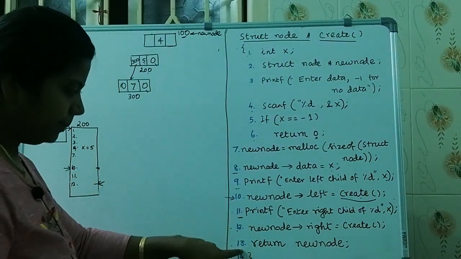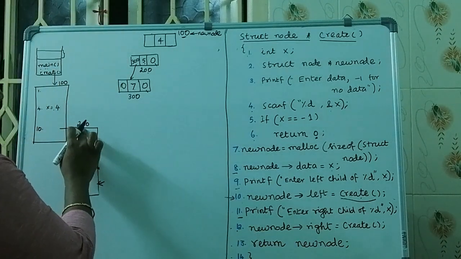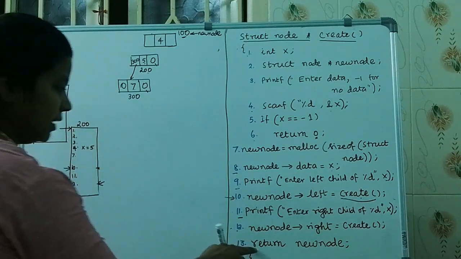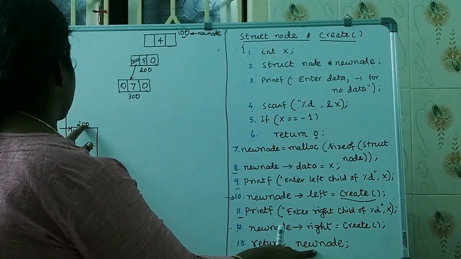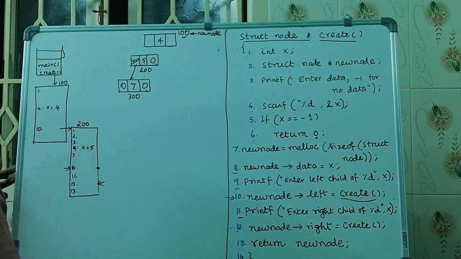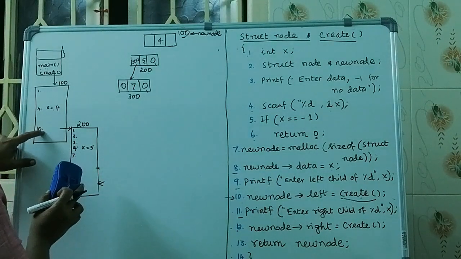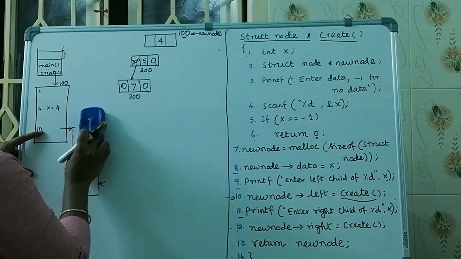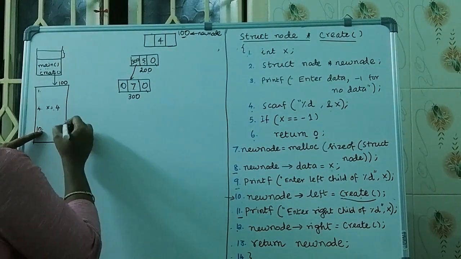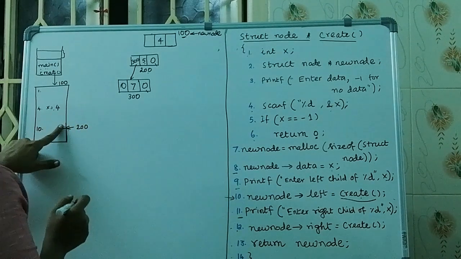Line number 13, return new node. Now what does it return? New node address. New node address is 200. Upon executing 13, it returns new node. New node is nothing but 200. 200 gets written where it has been called from. So from line number 10 it has been called. So we are returning the value 200 back to this stack frame. Okay, here 200 gets written. Now what are we going to do?